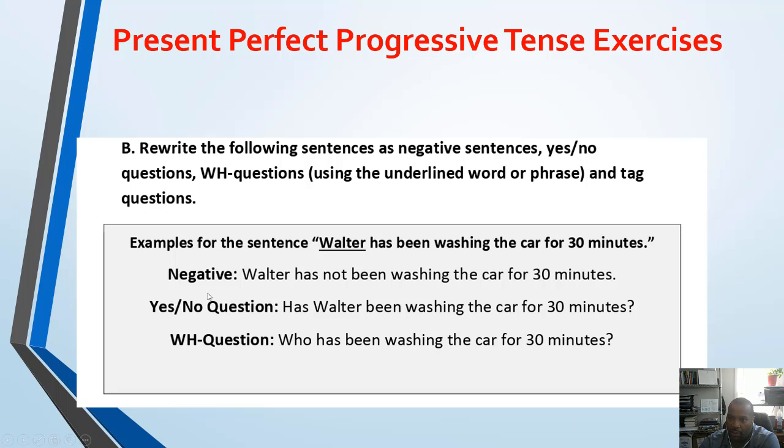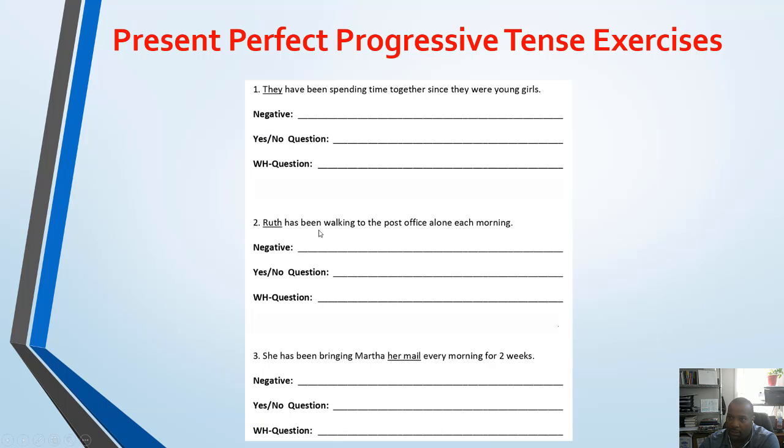Alright, so now let's look at our examples, our exercise. Number 1, they have been spending time together since they were young girls. Number 2, Ruth has been walking to the post office alone each morning. Number 3, she has been bringing Martha her mail every morning for 2 weeks.